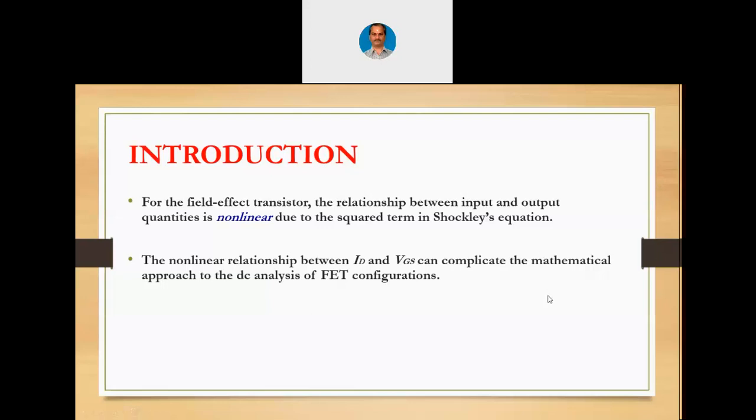So, the mathematical approach may complicate in future when we have different types of biasing circuits. Just like in BJT, we had 3 types of biasing circuits: base bias, emitter bias, and voltage divider bias. Even in JFET, we will have similar biasing circuits. So, the nonlinear relationship may complicate our approach. Now, the solution is what? Solution is to go for the graphical approach.